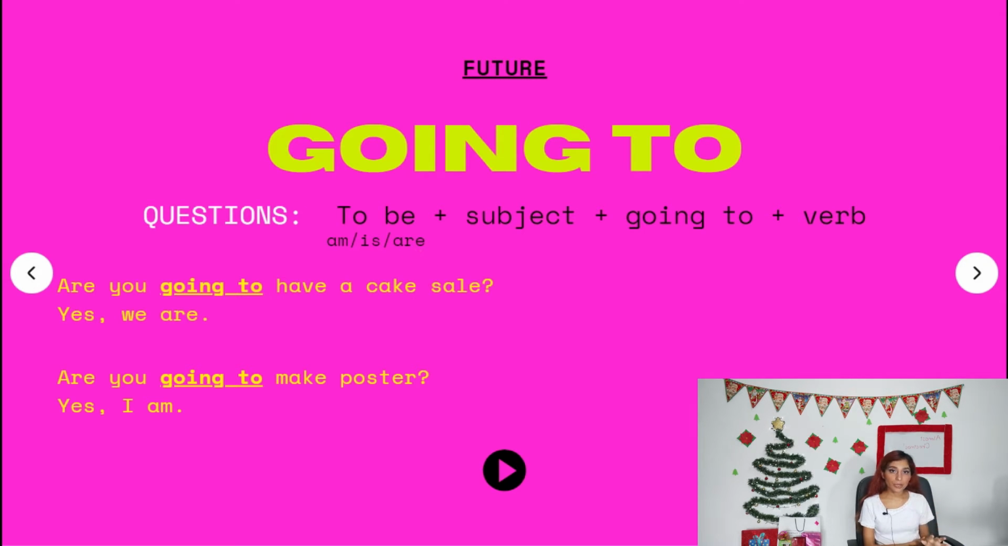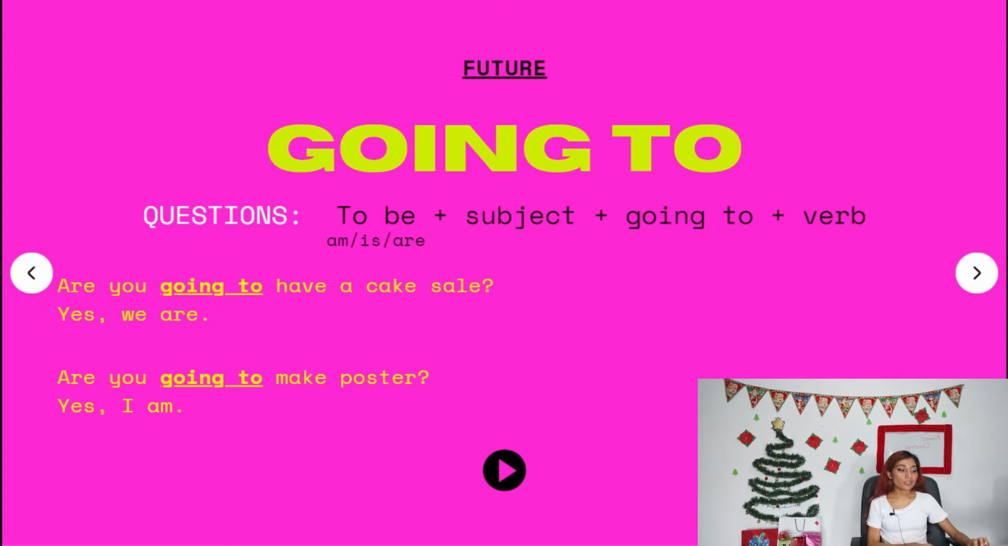That's the verb to be. You are going to choose between am, is, or are. Then we are going to use the subject, then going to, and the last part is the verb. Okay, so now we have this example. Are you going to have a cake sale? We know that are is used with you, okay? And I underline and put in bold going to.